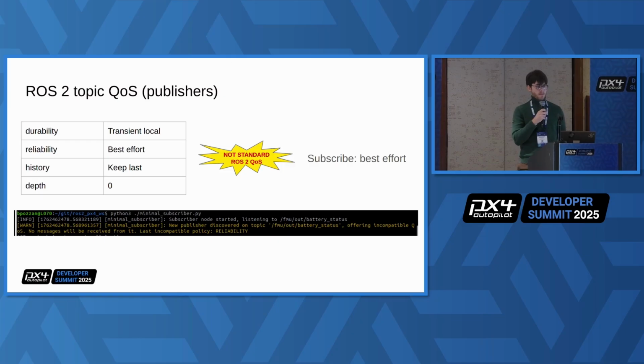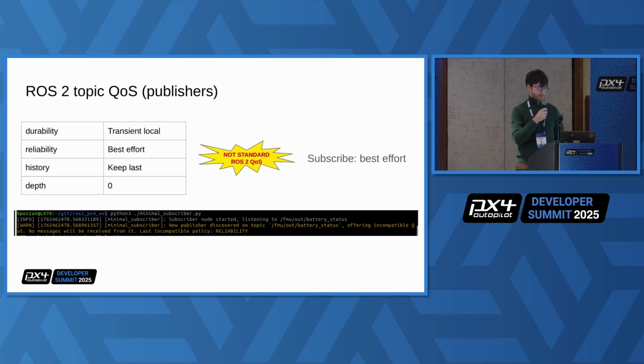Second issue, DDS quality of services. In ROS2 you can have multiple quality of services, and the same applies for DDS. Unfortunately, the publisher side of PX4 is not using one of the ROS default QoS. It's using transient local for durability and best effort for reliability, which is not the standard ROS2, it's not even the sensor QoS of ROS2. You can check them out if you're curious.